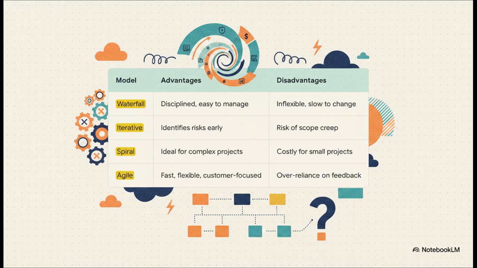And there are other models too. The iterative model builds on initial versions, which is great for spotting risks early. The spiral model combines elements of waterfall and prototyping, making it ideal for those really big, complex projects. See, every model has its own strengths and weaknesses. The key takeaway is that you've got to pick the right tool for your specific job.